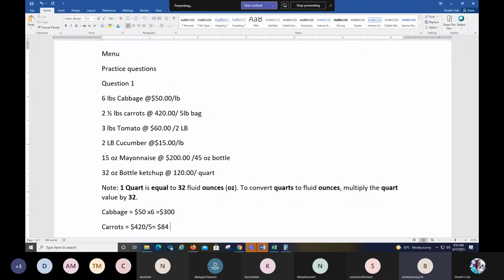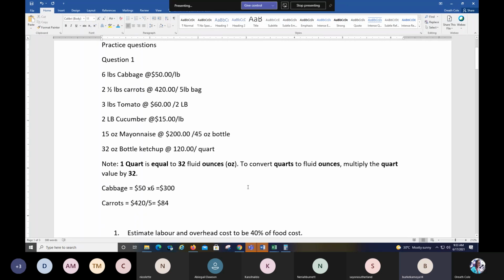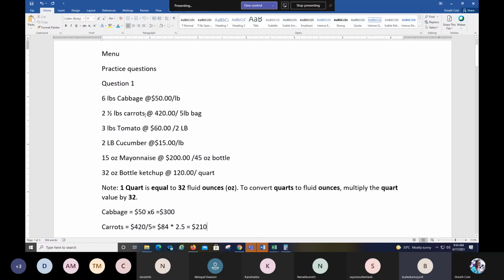$84. And what are we going to do with the $84 next? Multiply it by 2.5. Yes. Good. So that we find the cost now for the 2.5 pounds of carrot. So how much is that? $210. So that means 2.5 pounds of carrot cost $210.